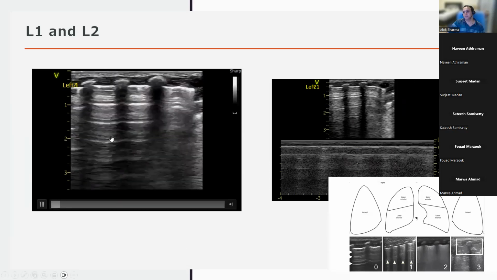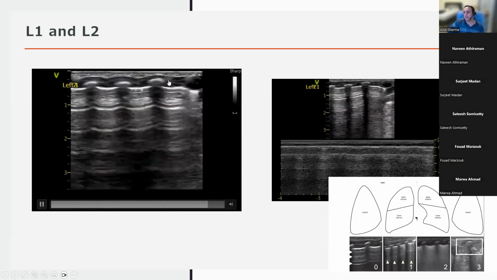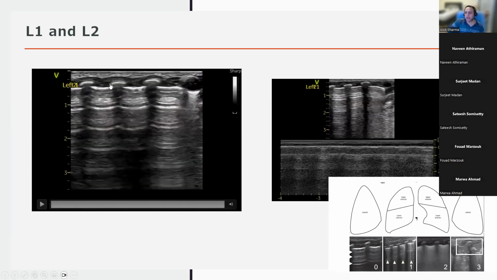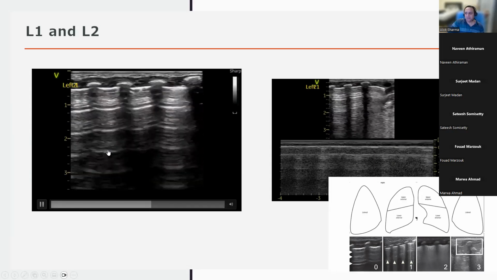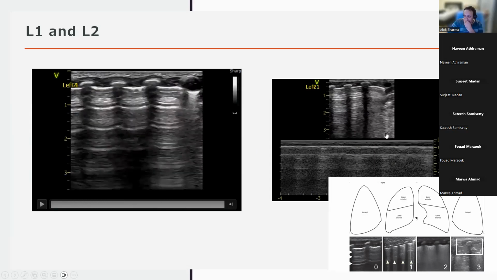L3 looks better than L1 and L2. Yeah. So it's an A profile. Good sliding. So batwing sign, 3 intercostal spaces. Again, you can see good regular pleura, few comet tails, no B lines, and you can see the classical bamboo sign all the way to the bottom, up to 3.5, 4 centimeters.